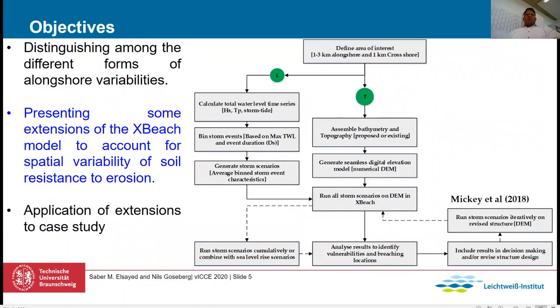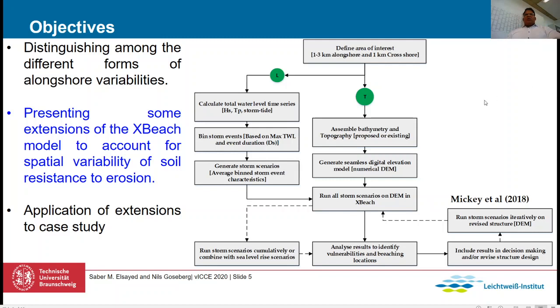So the objective of this study is to distinguish among different forms of alongshore variabilities and to present some extensions of the XBeach model in order to account for spatial variability of soil resistance to erosion, and to apply such a new extension of XBeach to a real case study.